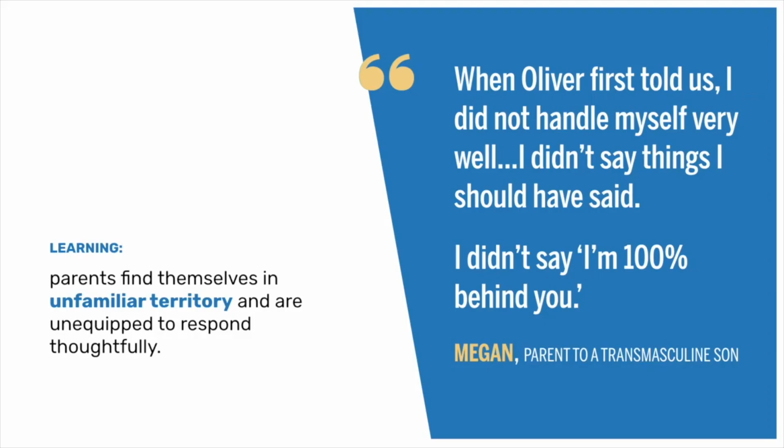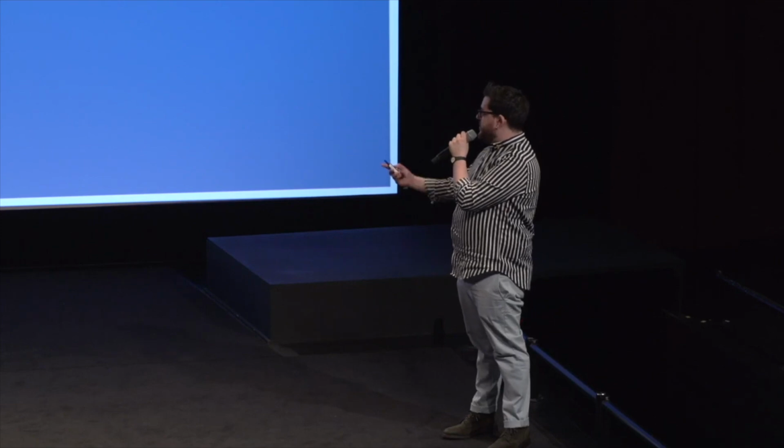Megan shared that when her son Oliver first told them, they didn't handle it very well. They didn't say the things she should have said. She didn't say, I'm 100% behind you. Parents make the mistake of addressing their own uncertainty before their kids' explicit needs.